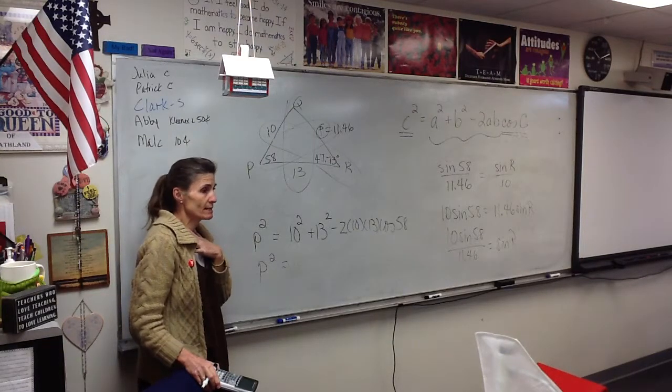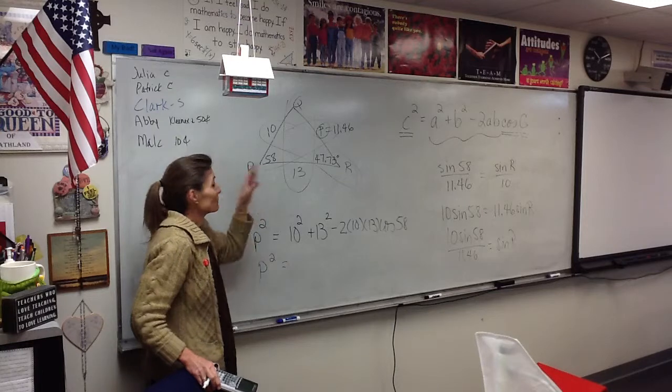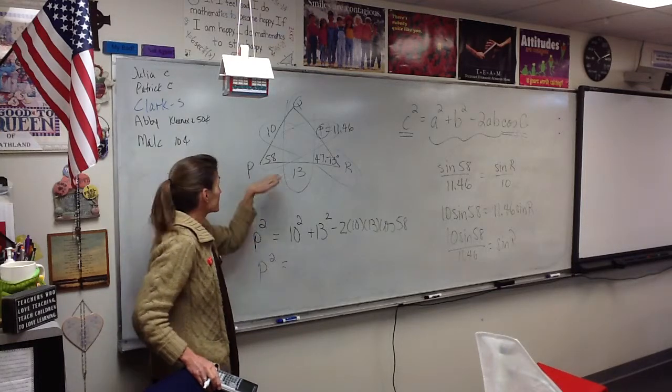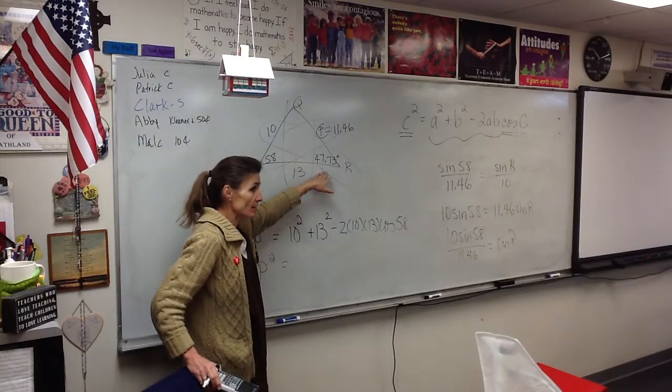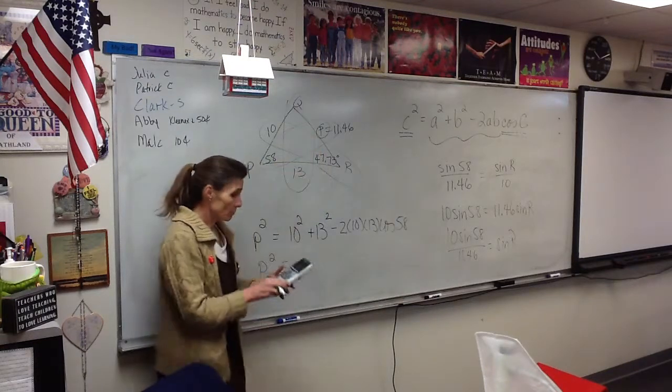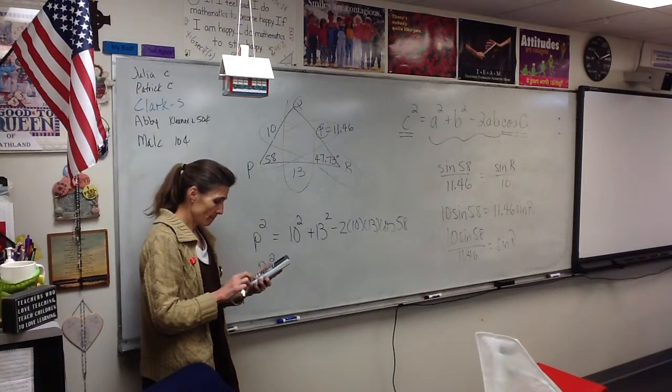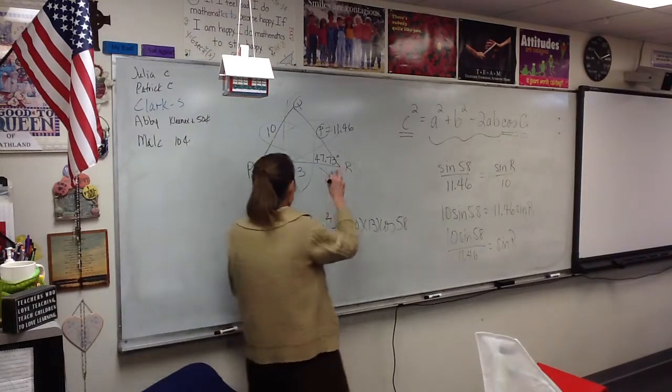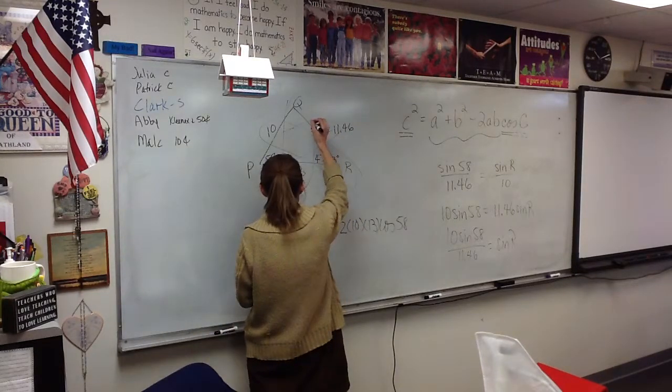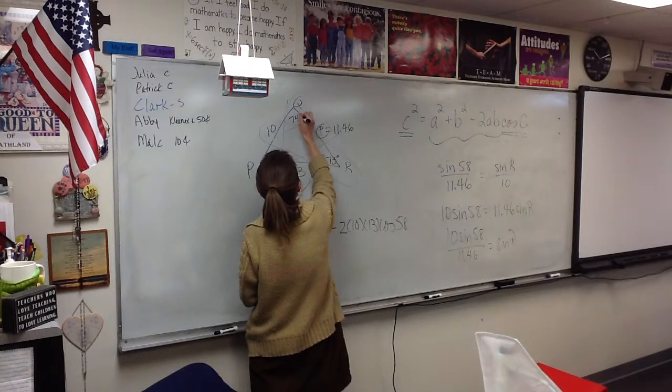Now, what are we still missing? Q. Q, but that's easy now, right? Because we have a 58 and a 47. So we'll find Q. I got 74.23, or 27, I'm sorry, 74.27.